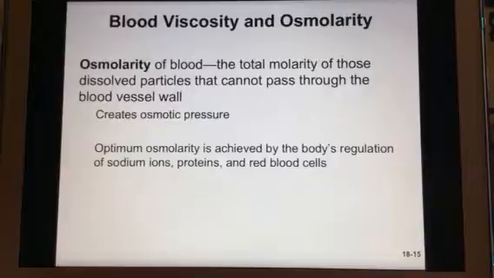And then the osmolarity of blood is the molarity, that's moles per liter, of the dissolved particles that can't pass through the vessel wall. And this measurement is what creates the osmotic pressure. So we want optimum osmolarity by the regulation of sodium ions, proteins, and red blood cells. So basically this osmolarity of the blood is important in keeping what needs to flow in the blood within the blood, or other particles to not pass through the vessel wall.